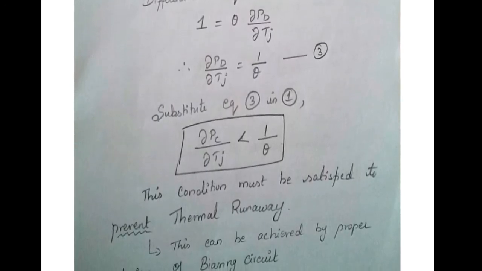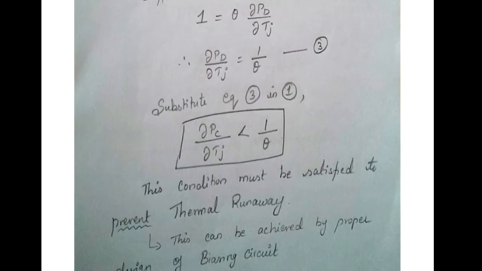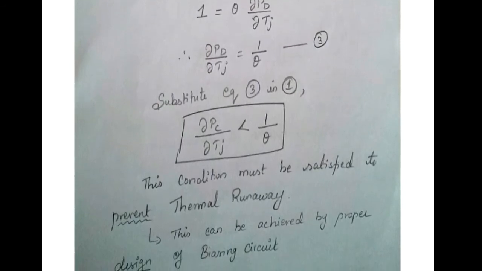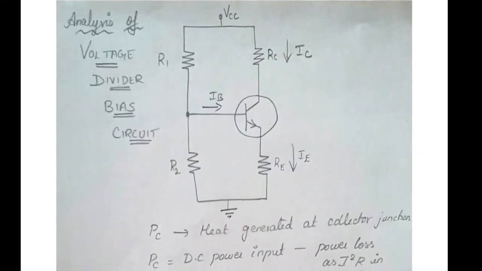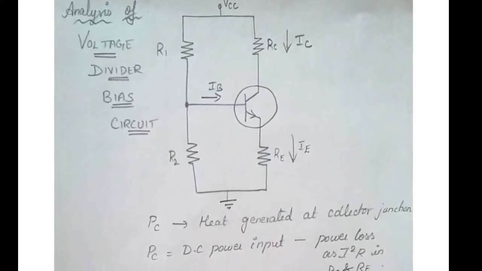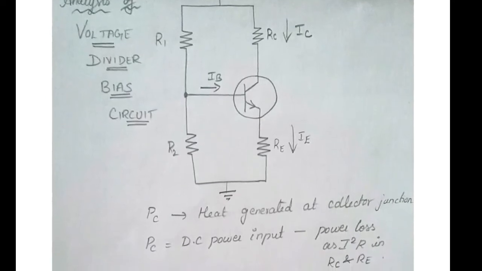How are we going to achieve this? This can be achieved by proper designing of the biasing circuit. Now, let us take an example and analyze. We are going to take an example like the voltage divider bias circuit. We are going to analyze it.